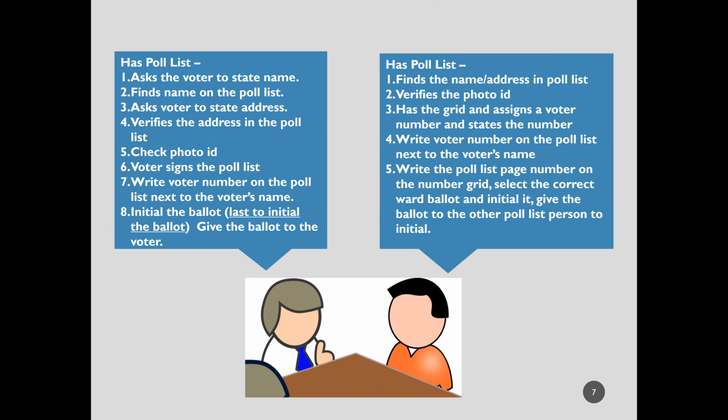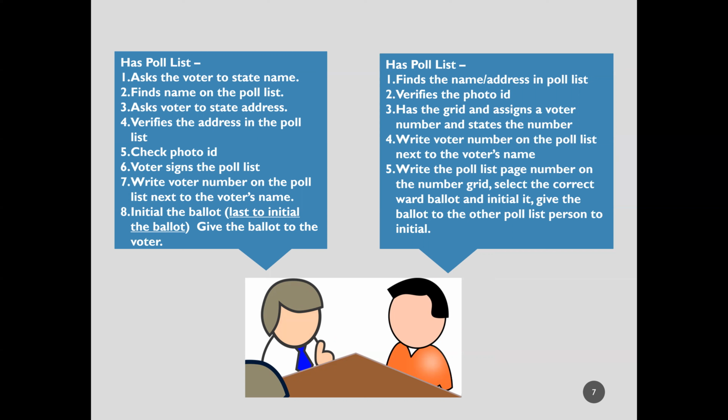So this is a diagram showing what the two poll workers at the table will do. The person on the left will ask the voter to state their name, find the name in the poll list, ask the voter to state their address, and verify the address that is in the poll list. They check the photo ID, not for address, but just for their ID and their name. The voter will sign the poll list, and you write the voter number on the poll list next to the voter's name. You will initial the ballot and give the ballot to the next person to initial as well.